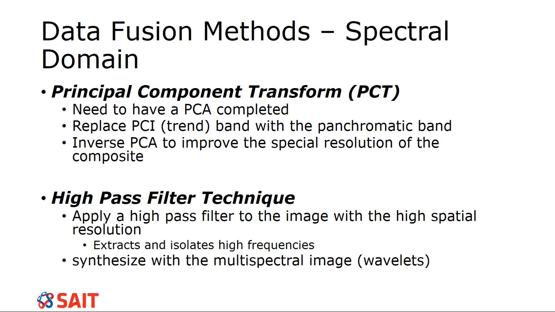The other way we can do it is the principal component transform. So you've done a PCA because you're like, I am going to be a diligent remote sensing person, and I'm going to do the PCA. Then you take the PC1 band. That's the trend band, because that's telling me what all the major things happening here are. I'm going to replace that one with the panchromatic band, and then I can inverse it, and I now have a new spatial resolution.